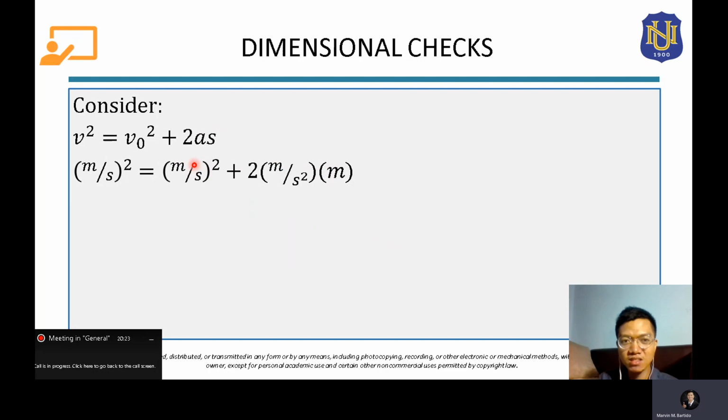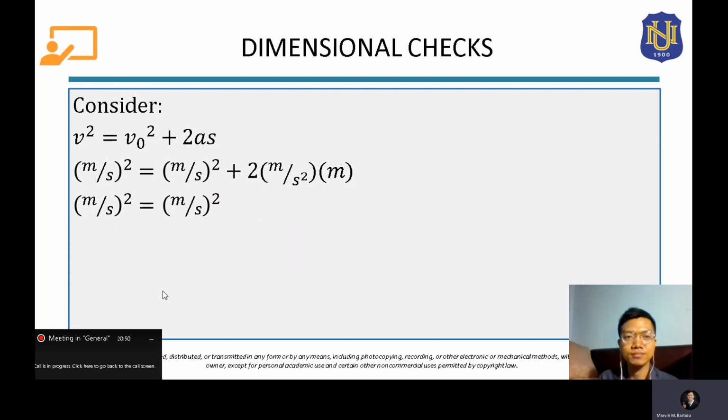If we simplify this, this will be meter squared per second squared, right? So we can add these two dimensions. Okay, it will be meter per second quantity squared. So what happened here is the dimension at the left side of the equation will be equal to the dimension at the right. Okay, so that is important that you're consistent with the dimensions or units.